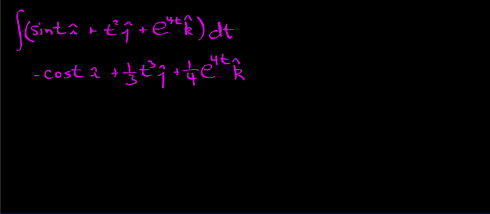Now, remember, we're not done there. We've got to add a constant. And this constant is not a number, it's a vector. So it's a little bit different here. So you have to remember that. And in fact, let's suppose that this vector is equal to C1, C2, and C3. In other words, there's an x component, a y component, and a z component to this constant.